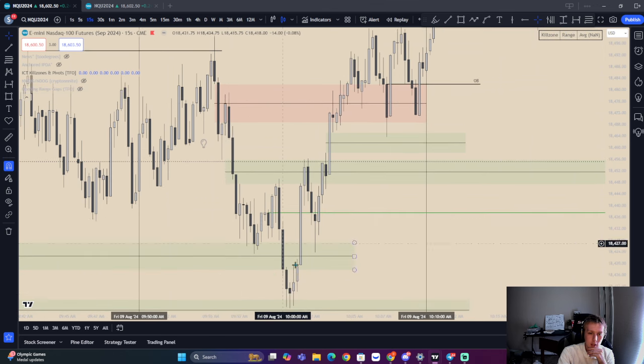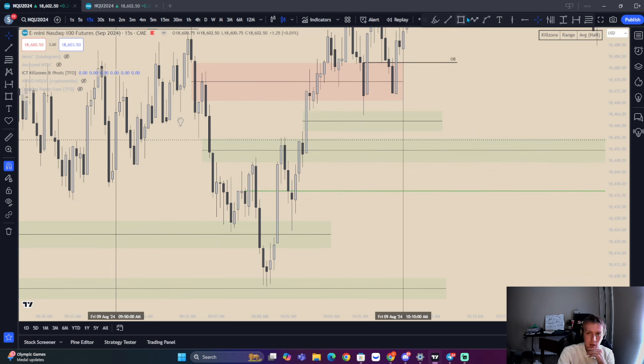Displacement lower. Then we come back down to that inefficiency. So right here, we have a fair value gap in, and we have a fair value gap out. Same thing. The inversion level gets respected.